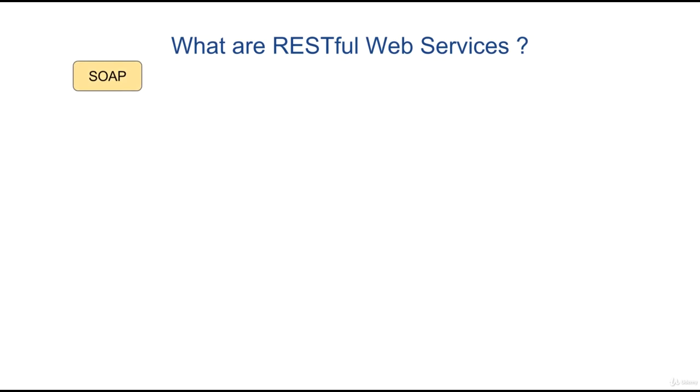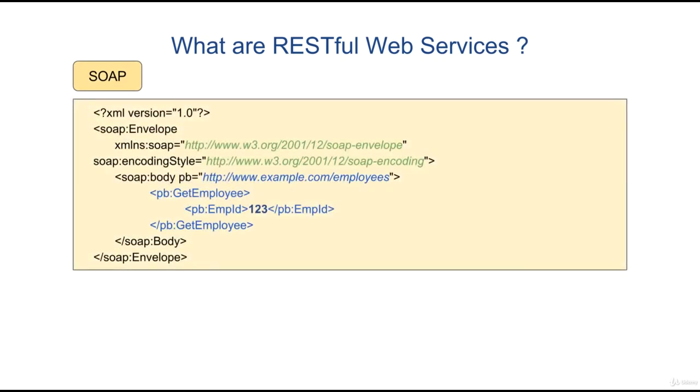So I hope this concept is clear, and let us also see the differences with SOAP. So suppose I want to retrieve the details of an employee with employee ID 123. This is how my request will look like in SOAP.